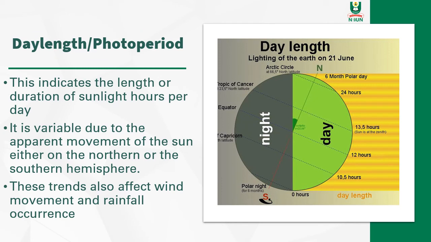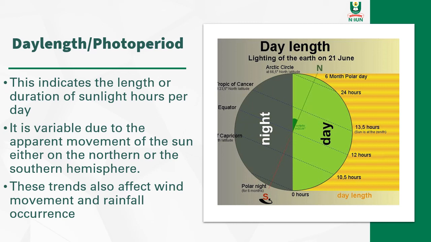Also, the next important point is the day length and the photoperiodism, or photoperiod, and this simply indicates the length or duration of sunlight hours per day. Sometimes we have long days, sometimes we have short days. Where the day hours are higher than the night hours, we have a longer day. If it is the other way around, then we have a shorter day.